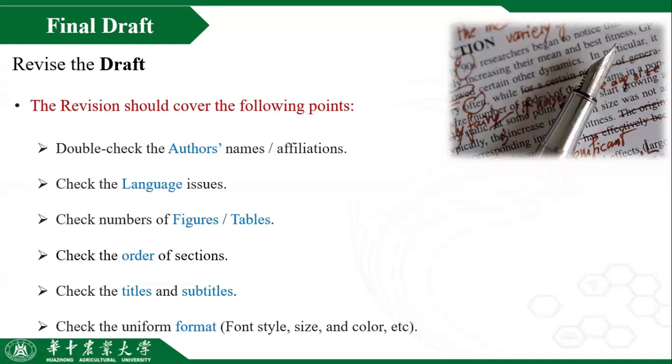So double check your author names, affiliations, fix the language issues, fix the figure numbering. For example, I had a situation before where I included 10 figures in a paper, and then I excluded figure number 5, but I forgot to change the order from 6 to 10. So now figure 6 should be figure 5, and figure 7 should be figure 6.